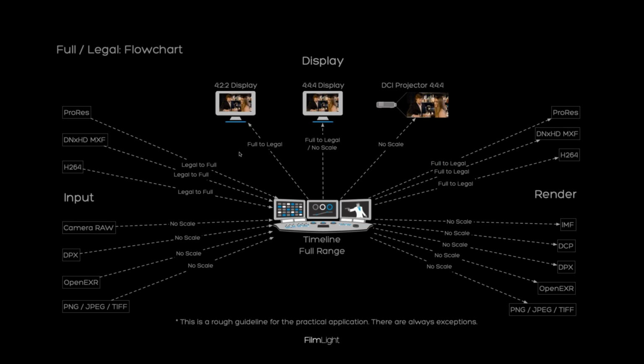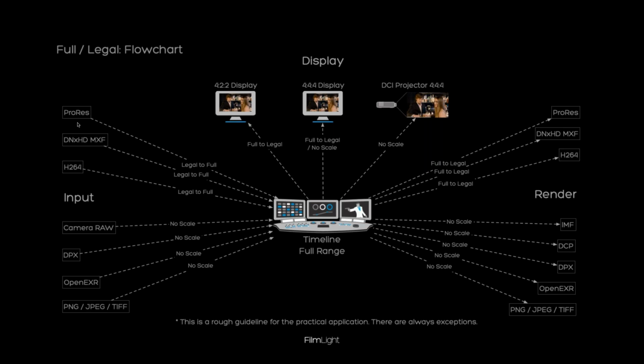On the left side here, we have all the different input types. On the top, the typical legal range ones. On the bottom, the typical full range ones. On the right, we have rendering. On the top, legal range, bottom, full range. And here on the top, we have the different displays with their typical scaling settings.